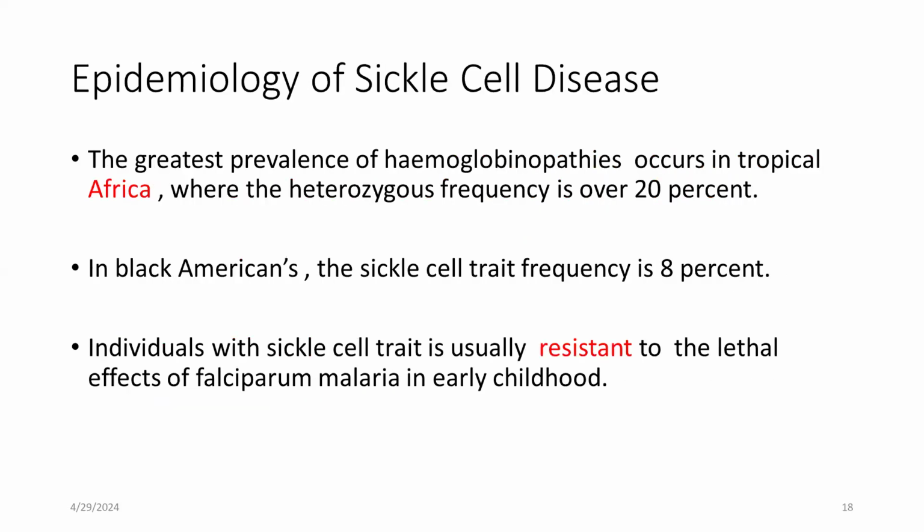Epidemiology of sickle cell disease. The greatest prevalence of hemoglobinopathies occurs in tropical Africa, where the heterozygous frequency is over 20%. In Black America, sickle cell trait frequency is 8%. Individuals with sickle cell trait are usually resistant to the lethal effects of falciparum malaria in early childhood.